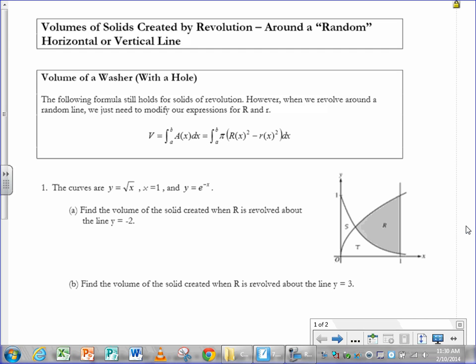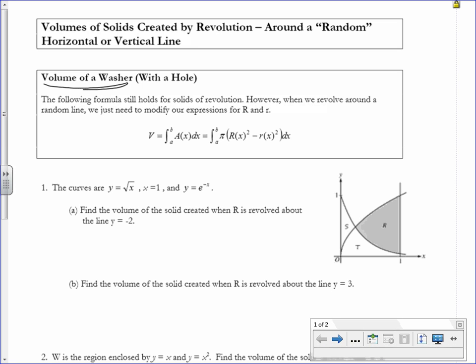So lucky for you. But really what we're going to keep using today is the volume of a washer formula, where you have the integral of the outer radius squared minus the inner radius squared, and then multiply by pi. We're going to maintain that same relationship, except now we're going to modify our expressions for the outer and inner radius based on the function and the axis of rotation.